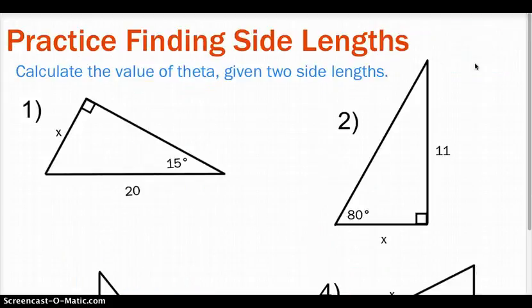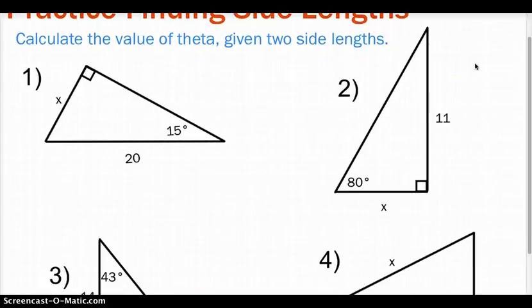All right, so here are a handful of practice problems. What you have to do is first decide which one it's going to be. Is it going to be sine because you have opposite over hypotenuse? Are you going to use cosine because you have adjacent over hypotenuse? Or are you going to use tangent because you have opposite over adjacent? So the first thing that needs to happen is that you go through and label.